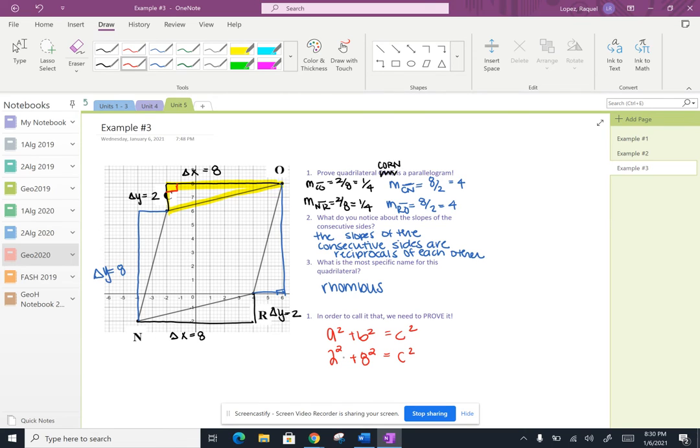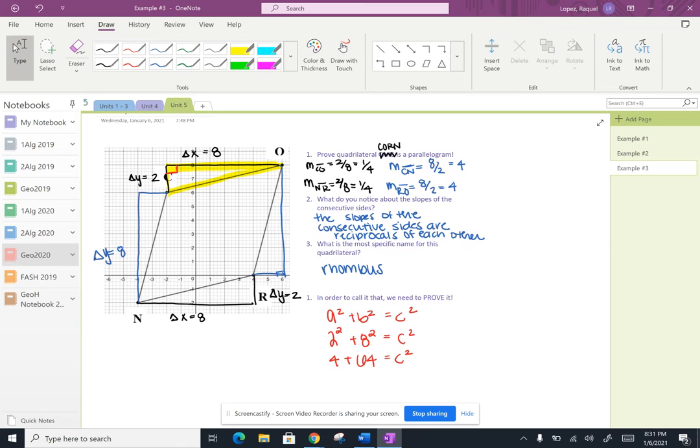Okay, let's go ahead and solve. 2 squared is 4. 8 squared is 64 equals c squared. 4 plus 64 is 68 equals c squared. Now to undo a power of 2, I need to take the square root. So I'm going to take the square root of both sides. So the length of CO, that's not a nice number when I plug that into my calculator. So I'm just going to say that the length of CO is the square root of 68.